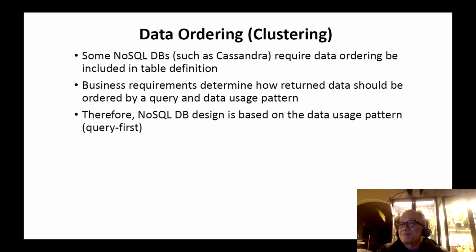The third primary reason is about data ordering or clustering. Some NoSQL database management systems, such as Cassandra, require the data ordering be incorporated in the table definition. The business requirements will determine how the returned data will need to be sorted. In other words, when a query returns some data, how the data should be sorted.